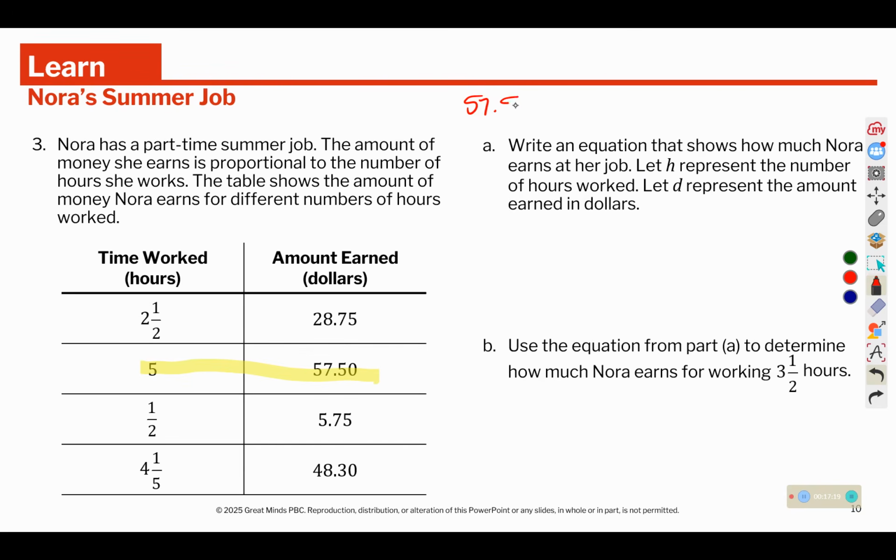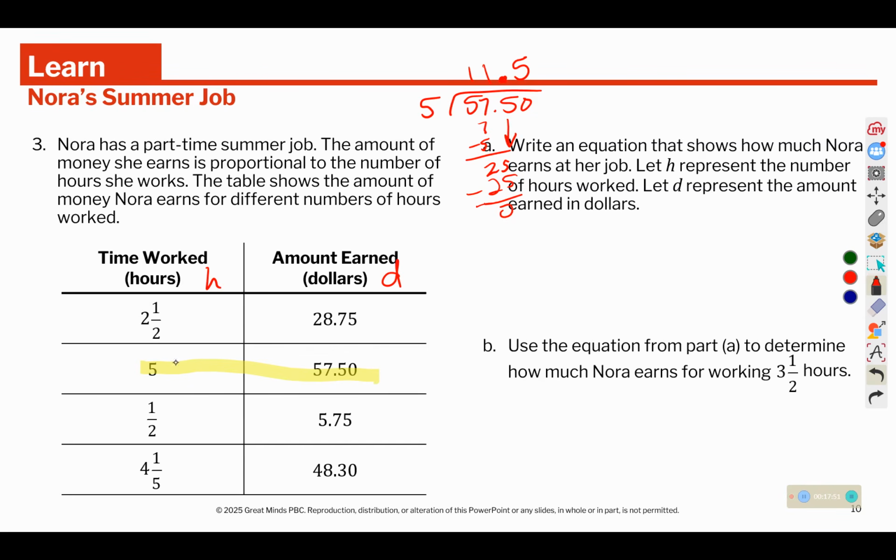57.50 divided by 5. 5 fits into 5 once with no leftovers. So then we would have the 7. 5 fits into 7 once. 7 minus 5 is 2. Bring down the 5. 5 fits into 25 5 times with no leftovers. That means she earns $11.50 for each hour worked.